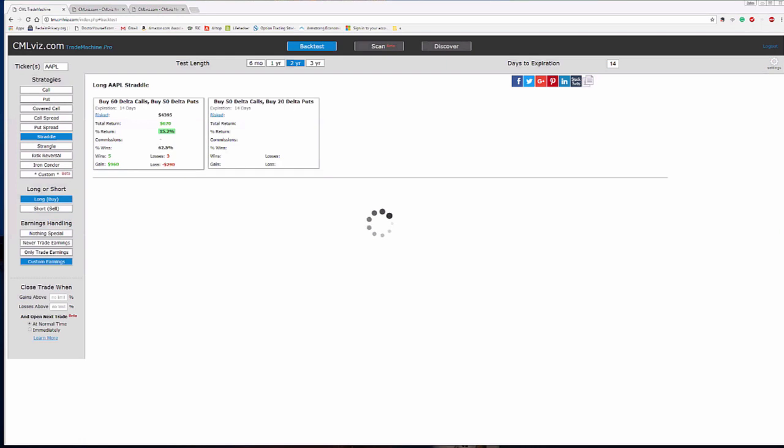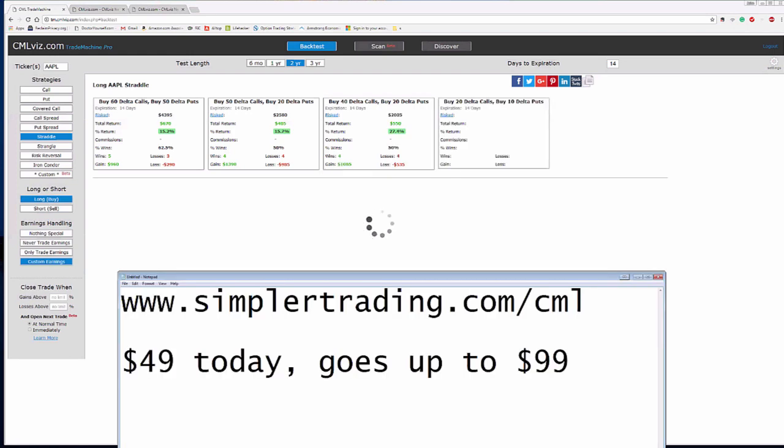We do have an API to access the service, but that's a vastly more expensive service. So if you're interested, call support or email support.